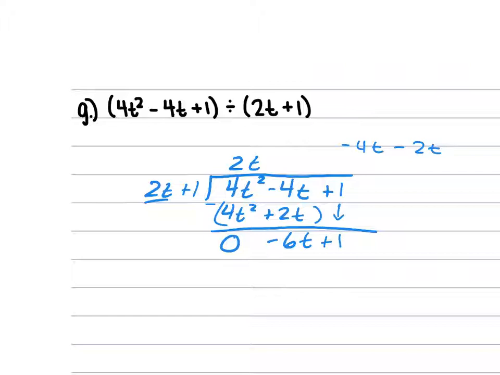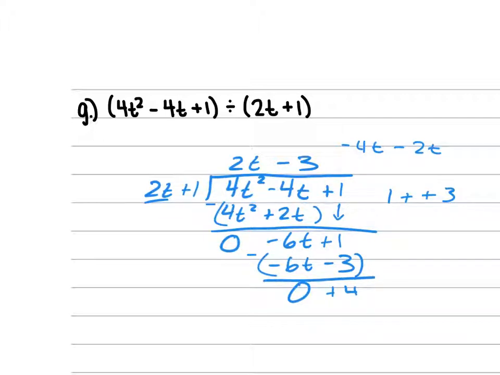2t times what will give me negative 6t? A negative 3. Negative 3 times 2t is negative 6t. And negative 3 times 1? Negative 3. Negative 6t minus negative 6t is 0. 1 minus negative 3 is 4.